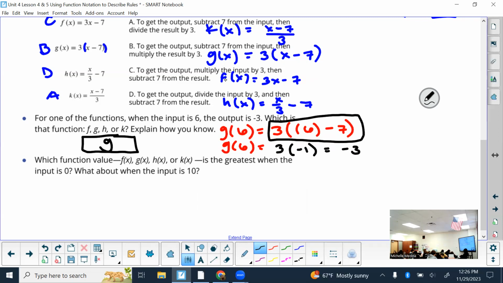All right, so then the next one. Which function value f of x, g of x, h of x, or k of x is the greatest when the input is 0? And then what about when the input is 10? So that one I'm going to give you some time to work out because you would have to compare all of them when the input is 0 and when the input is 10. So I'll give you 4 minutes. I'll see where you're at in 4 minutes.